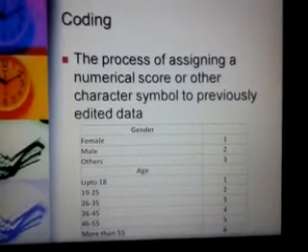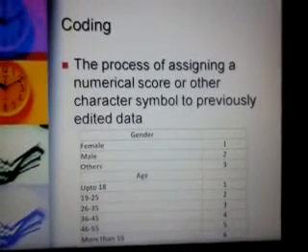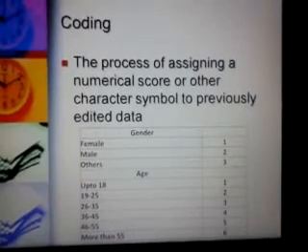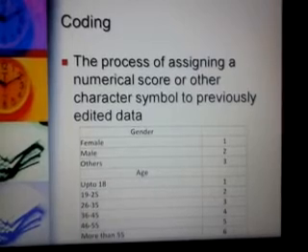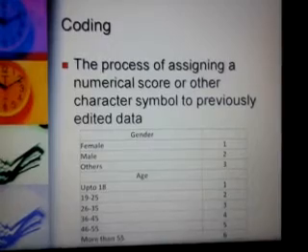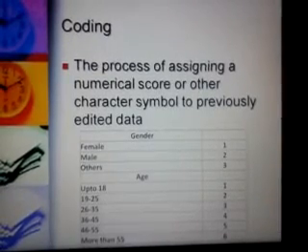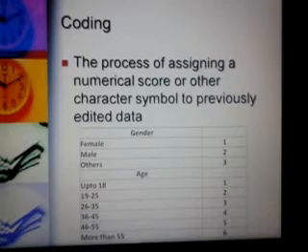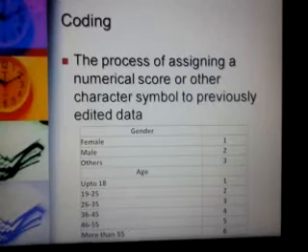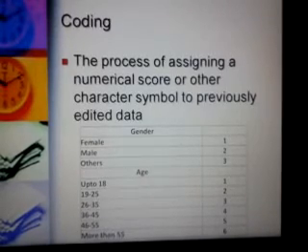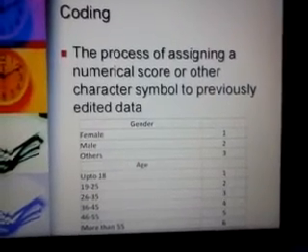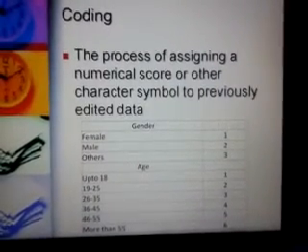There is just a simple example of this. If we ask about the gender of the respondent, there are three options: female, male, and others. So during coding, if the respondent answers female, we would write 1 while entering data in the system. If the respondent has responded male, we would write 2. If the respondent would respond others, we would write 3 while entering data into the system or in our software.